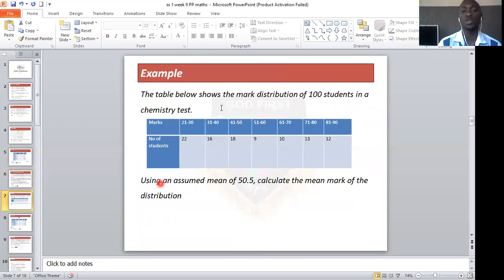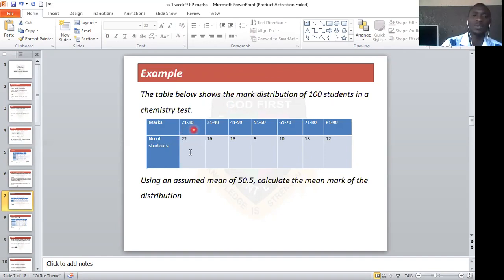Example: the table below shows the mark distribution of 100 students. The total frequency is 100 in a chemistry test. 100 students took the test. Using an assumed mean of 50.5, calculate the mean mark of the distribution. The assumed mean A is given as 50.5. Now look at the range. This is the table below.